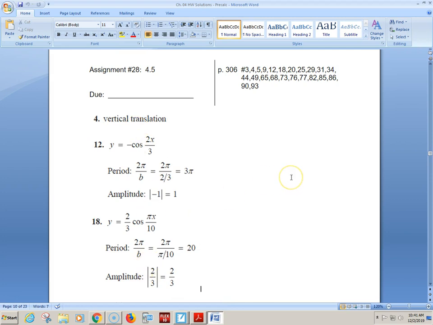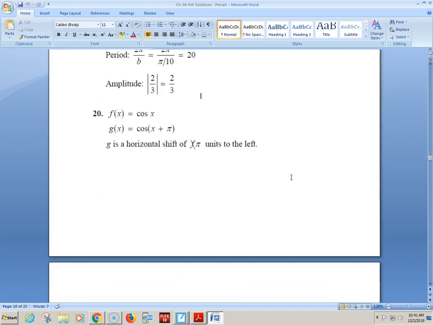You guys have already been able to look at 4, 12, and 18. Number 20, we just had that horizontal shift. I think there was a typo, but it's okay. It was an even, so you couldn't check it anyway. But it was pi units to the left. I don't know what the F was there for, but pi units to the left.